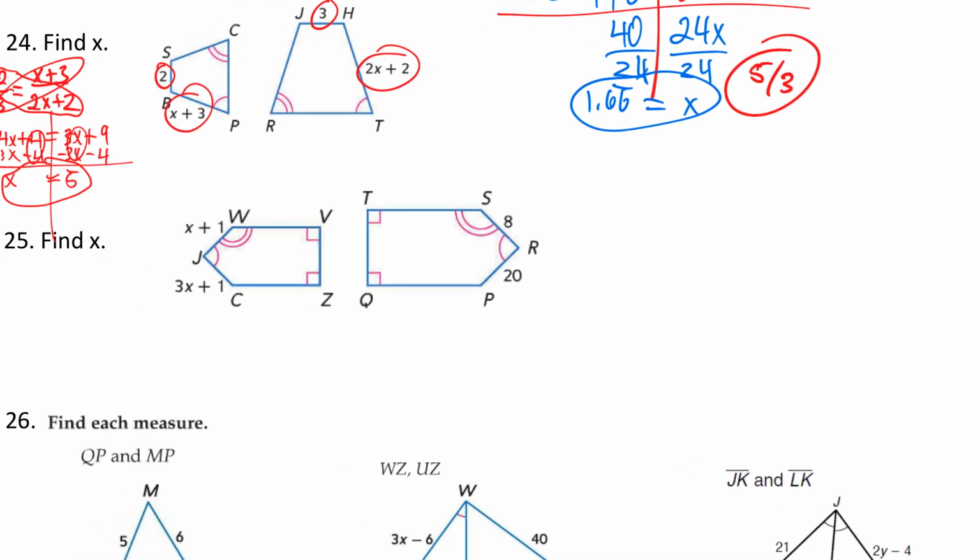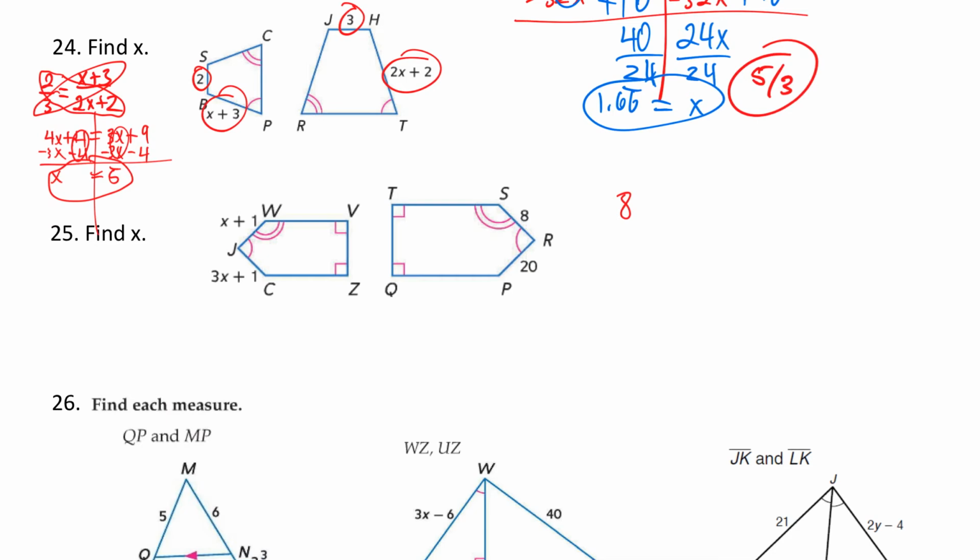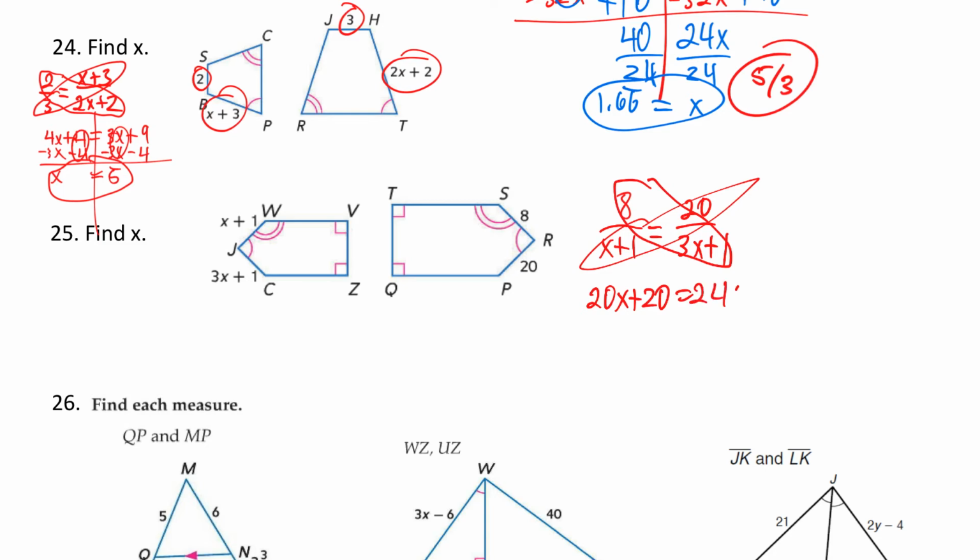Okay, number 25. So 8 is to x plus 1 as 20, which that doesn't make any sense. There's no way that much longer, but whatever, is to 3x plus 1. 8 is to x plus 1 as 20 is to 3x plus 1. So what is 20 times x plus 1? 20x plus 20, and then what is 8 times 3x plus 1? 24x plus 8.